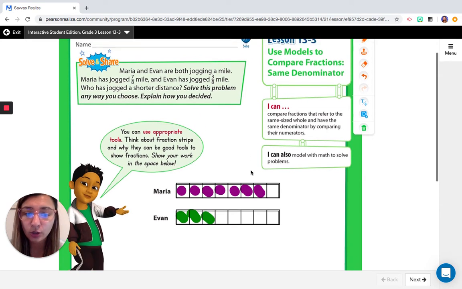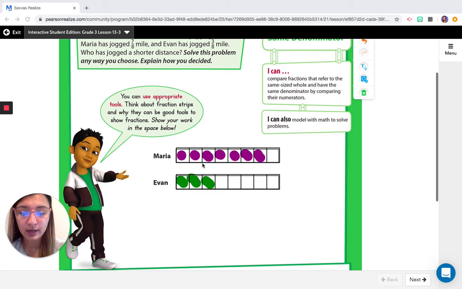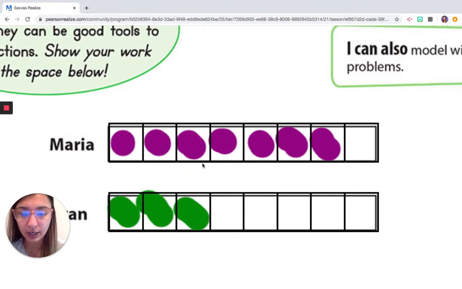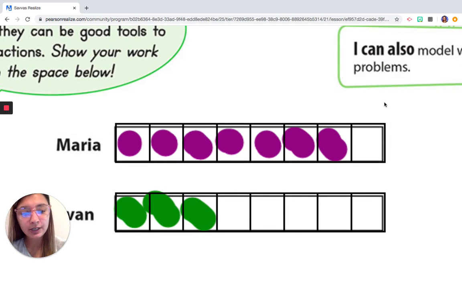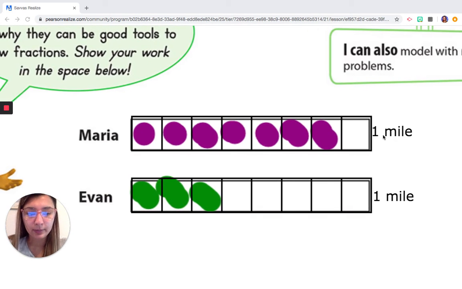All right, so our question wants to know who has jogged a shorter distance. So if I look here, I can zoom in for you. This end here is going to be our 1 mile mark. So actually let me label that. All right, so there we go. I labeled that 1 mile is at the end. So who ran the shortest distance?